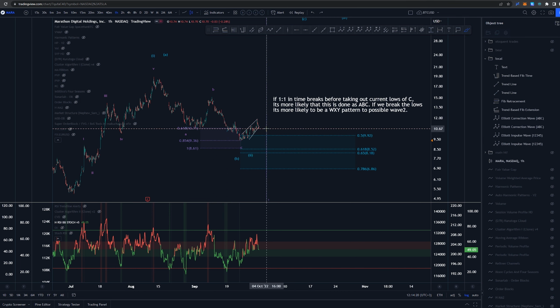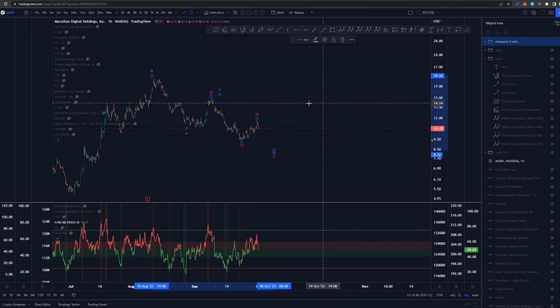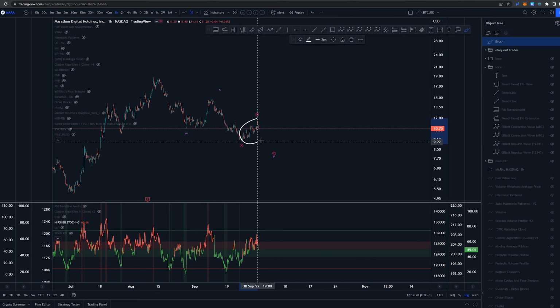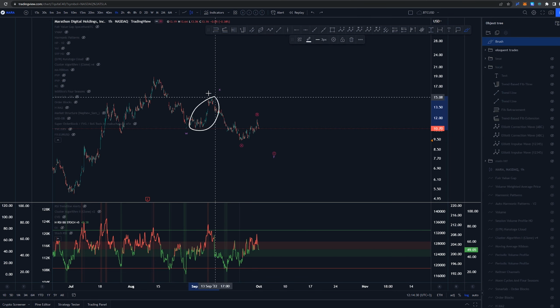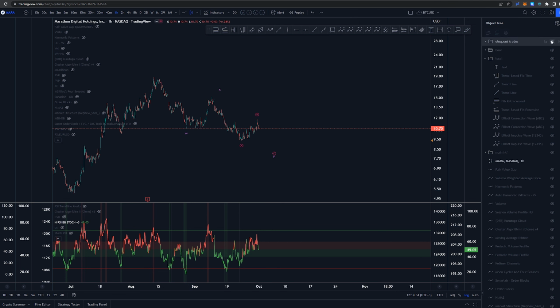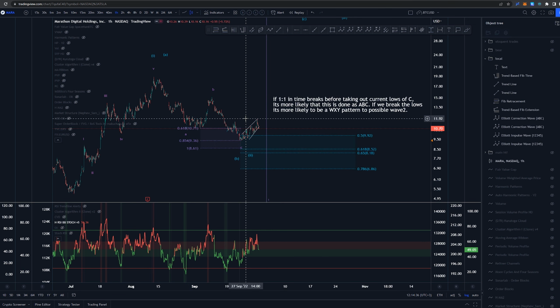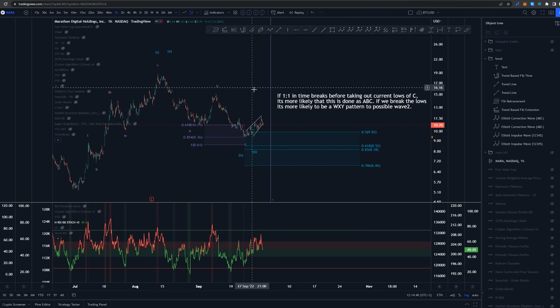Again, if we are breaking the time of 1-to-1, it would mean that on smaller time frames or smaller degrees, this wave structure would be larger than this one, and it would not really make too much sense, right? So that's why at that point I would almost confirm this ABC to be done. Hopefully that makes some sense to you as well.